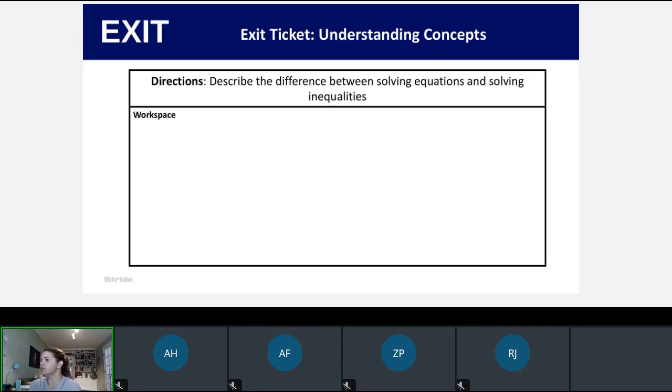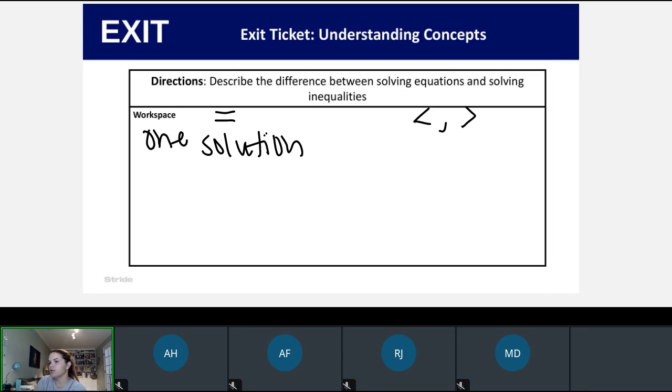So Adelina, that's a good observation. So the biggest differences we have between solving equations, I'm going to write it over here, equations and then inequalities. Equations, we're going to have one solution. Inequalities, we're going to have a set of numbers.